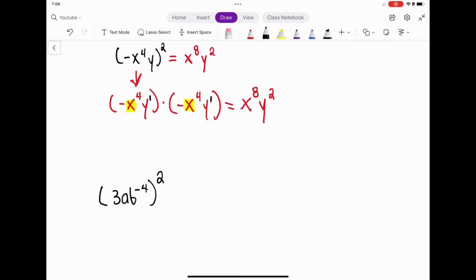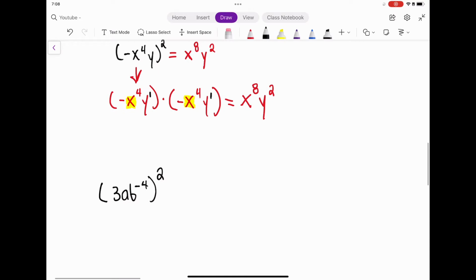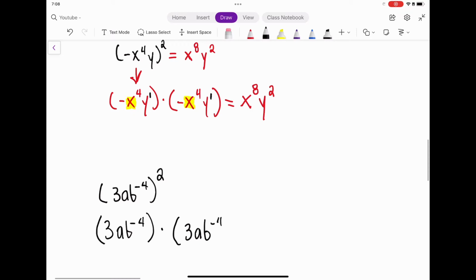So the same rules are going to apply, right? So let's expand this out some. So we have 3ab to the negative fourth, right? That's the first time it's written out. And then we're going to write it one more time. And what we're doing at this step now is we're going to multiply our like terms, or our like bases, I should say. So we go ahead and multiply 3 times 3.